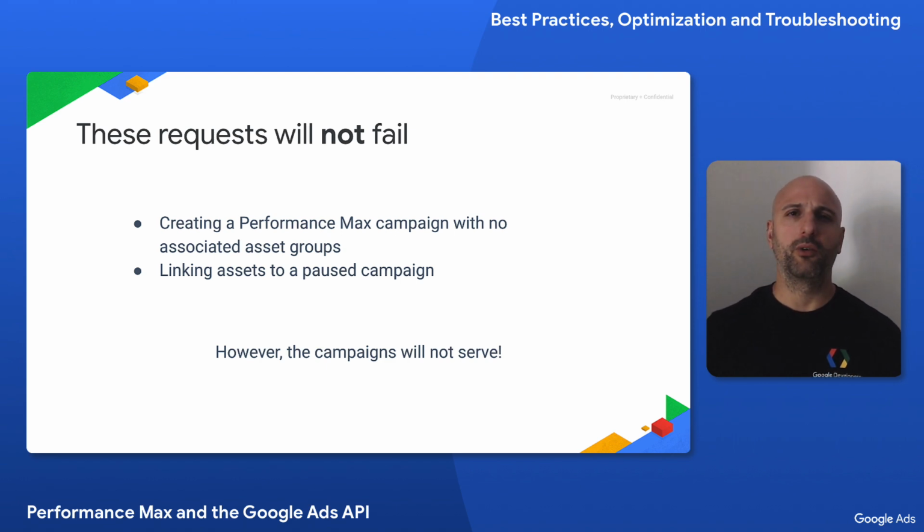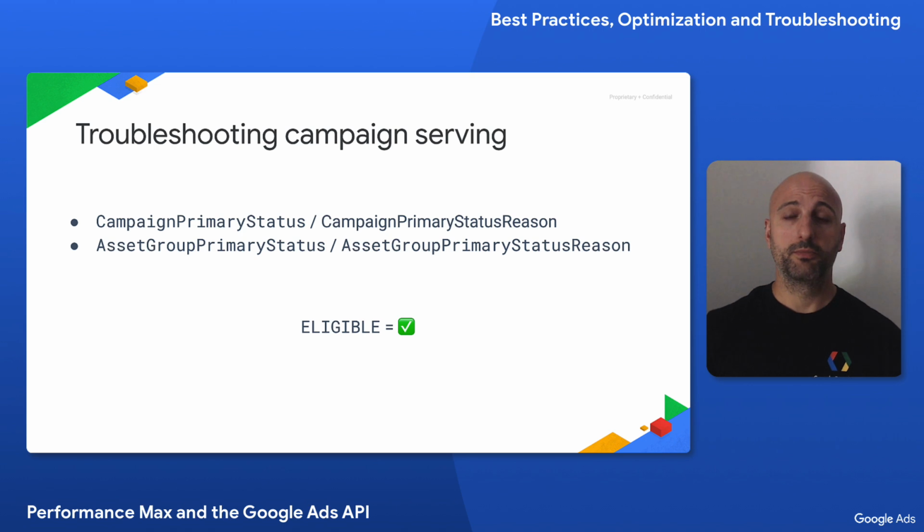So how do you find out if you unintentionally ended up in one of these cases? Well, there are fields in the API for that. You can check the primary status both at the campaign level and at the asset group level to make sure that their value is eligible, meaning that your campaign and asset groups are serving correctly. If they have a different value, you can find out more about what's going wrong by looking at the primary status reasons field, both for the campaign and for the asset group.